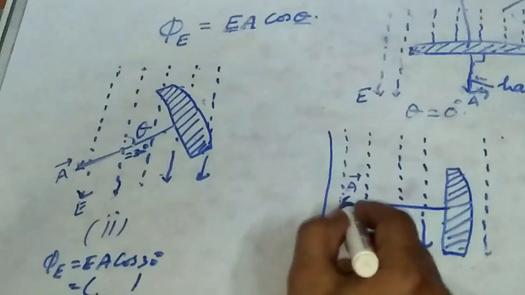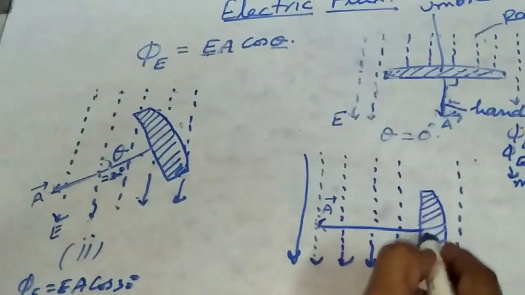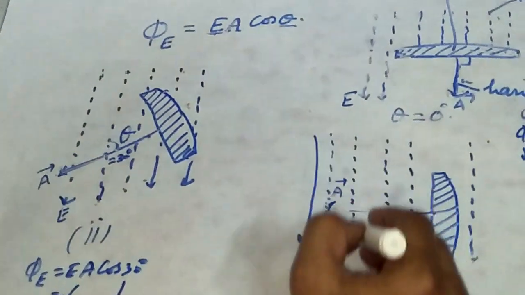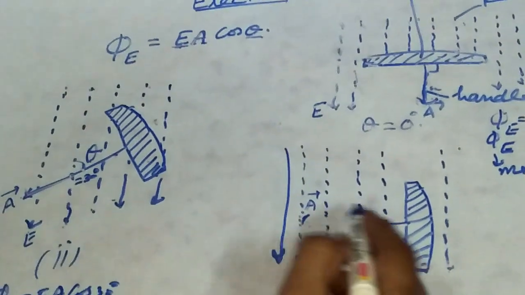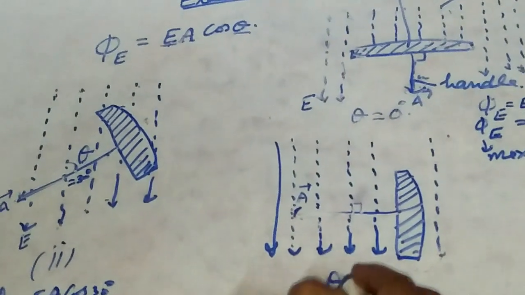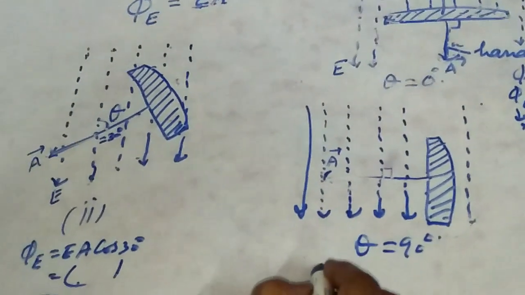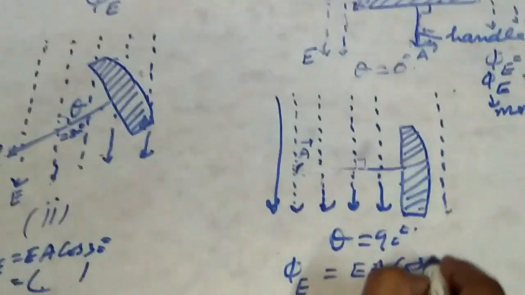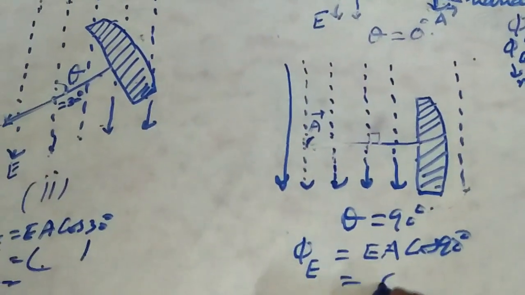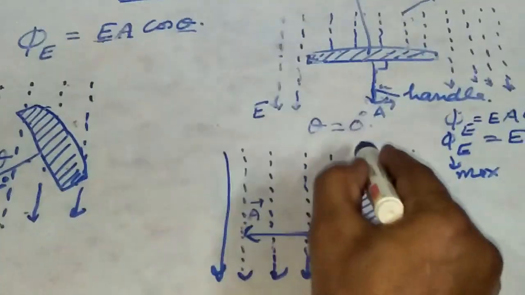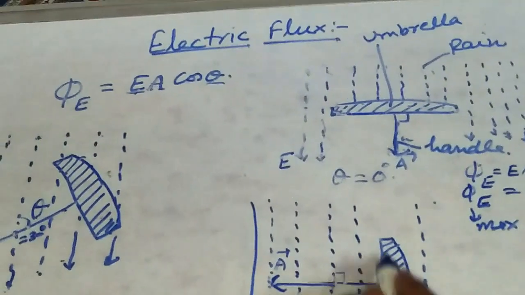Again, when it rotates and suppose the umbrella becomes like this one, in this case its handle comes like this and the electric field is downward. And now what is the angle between this electric field and this one? This angle is 90 degree. So in this case theta is equal to 90 degree and electric flux phi E is equal to EA cos 90, and cos 90 is 0, which means the electric flux is 0. It means in this case no electric lines of force pass through this surface, or in this case no raindrop passes through the surface of the umbrella.